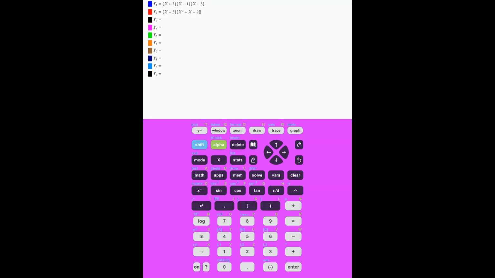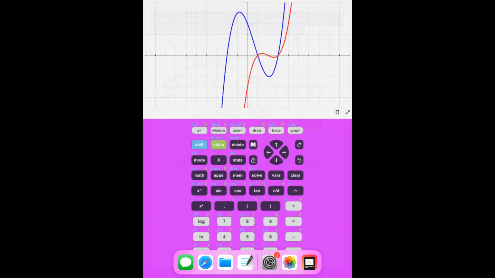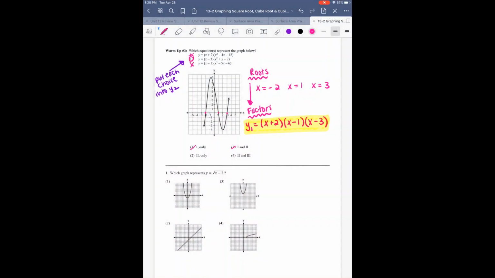Okay, so back into Y equals, clear out Y2 again, and put in that last choice. We have X minus 1 minus 1 times X squared minus 5X minus 6. And we get two different graphs again. So we can eliminate choice number 3. And so our answer for that is choice 2.